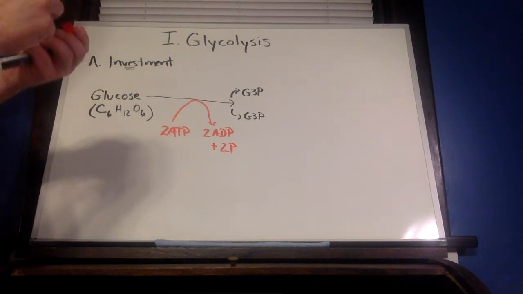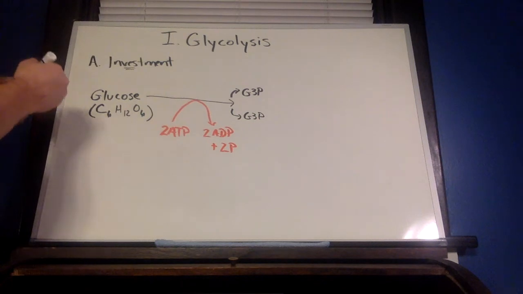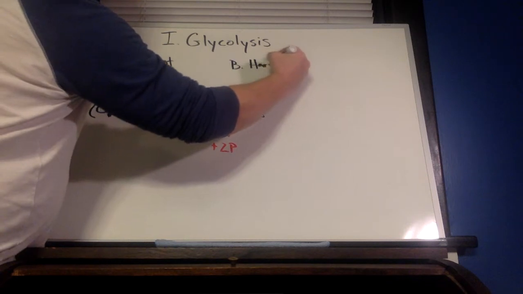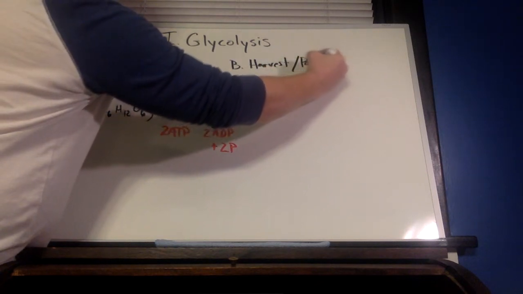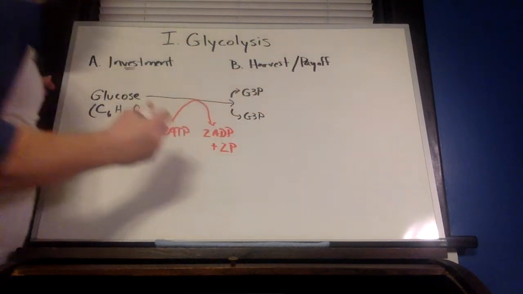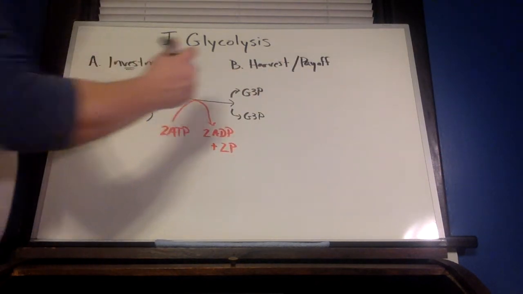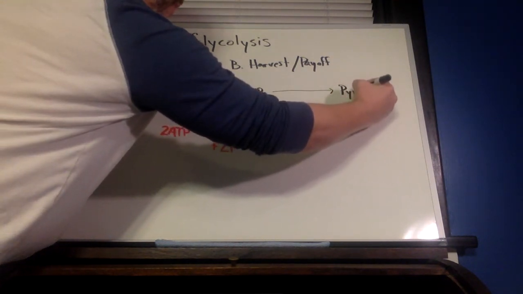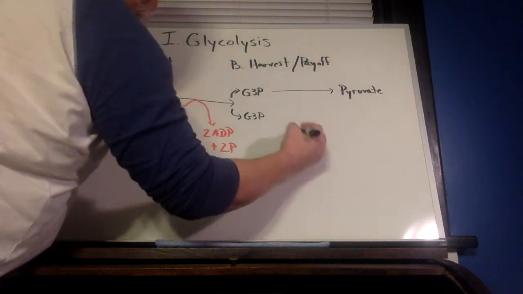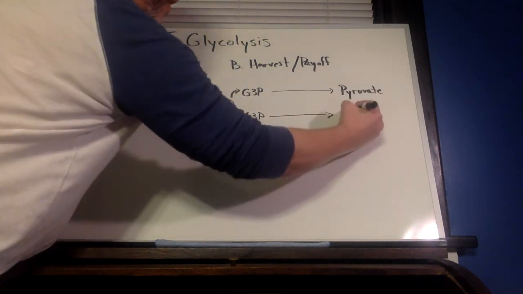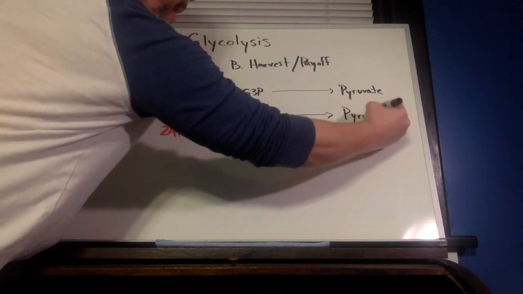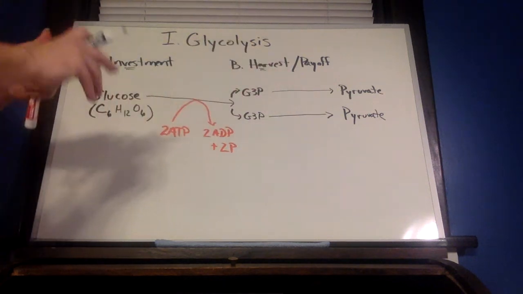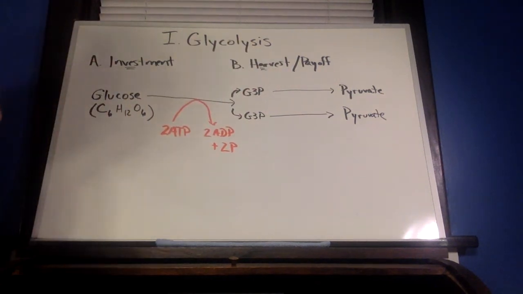From there, we will then move into the harvest stage, or the payoff stage, as some books call it. So in the harvest, or the payoff, those G3P molecules are going to get converted into pyruvate, or pyruvic acid. So each G3P will get converted into a single pyruvate.